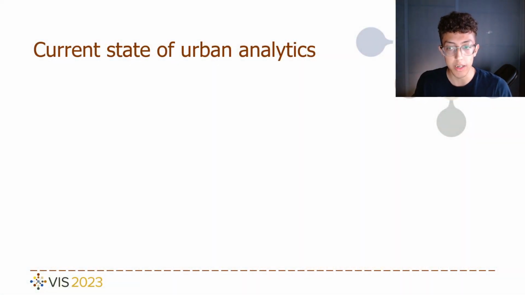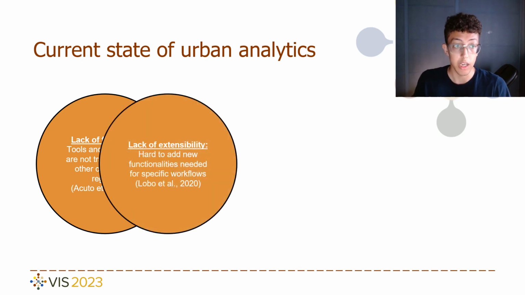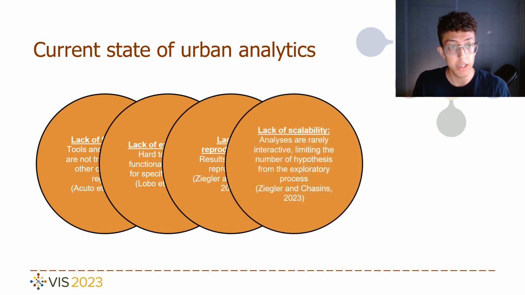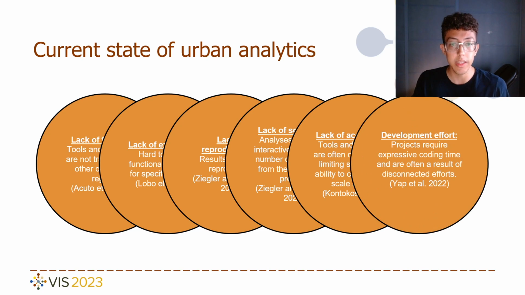The current stage of urban analytics poses a number of challenges we are interested in tackling. First of all, lack of flexibility. Tools and techniques are not translatable to other domains or regions. Lack of extensibility, it's very hard to add new functionalities. Lack of reproducibility, results are rarely reproducible. Lack of scalability, analyses are rarely interactive, which means that they limit the hypothesis and the exploratory process. Lack of accessibility, tools and techniques are often difficult for different types of stakeholders to use. And the development effort. So projects require expressive coding time and are often the result of disconnected efforts.